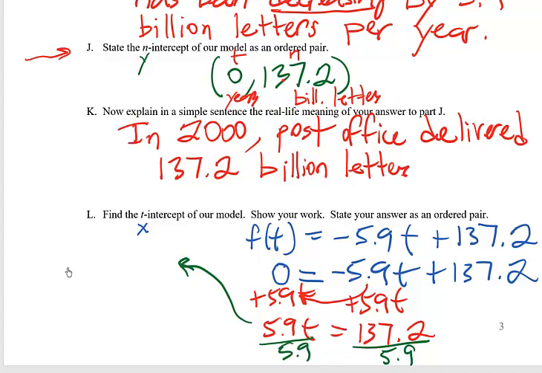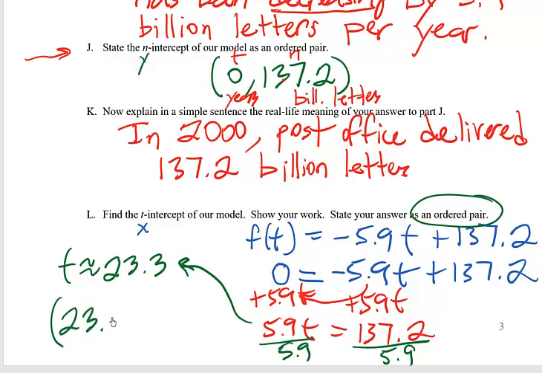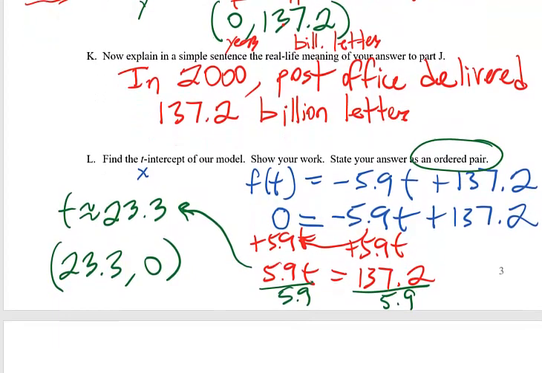And when I divide, I am getting t is about 23.3. The directions say to state the answer as an ordered pair. Let's see, the t value, which comes first, would be 23.3, and I know it's an intercept, so I know the other coordinate is going to be 0. That's how we started this problem. We filled in a 0 for the n. So here are the coordinates of the t-intercept of the model.